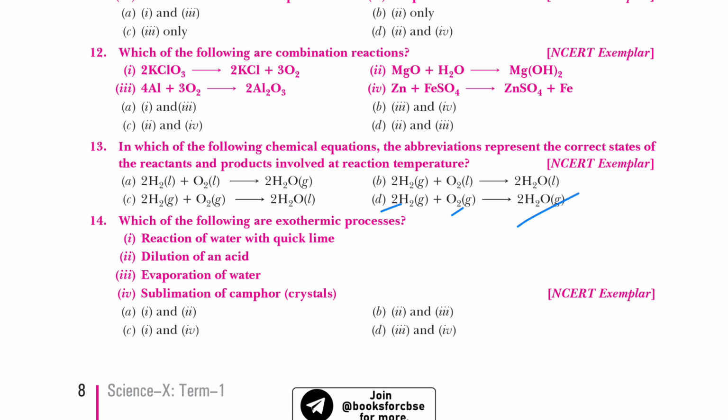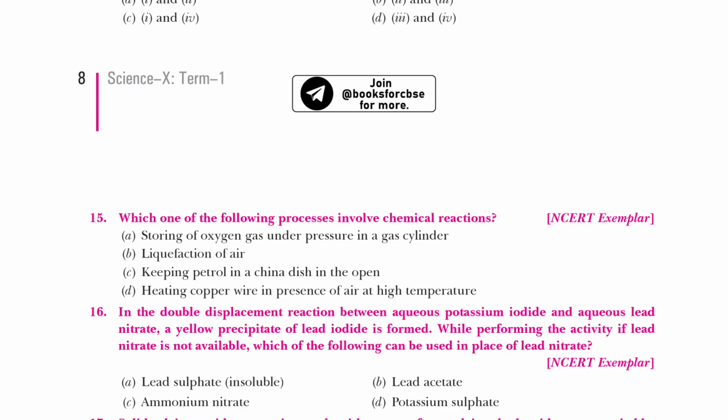Question number 14, which of the following are exothermic reactions? Exothermic reactions are those in which heat is released. The reaction of water is also an exothermic reaction. Dilution of an acid is also exothermic. In evaporation of water, heat is absorbed. In sublimation, heat is also absorbed. So in the case of question 14, options first and second, which is option A, is correct.